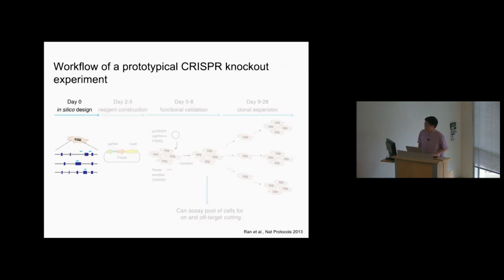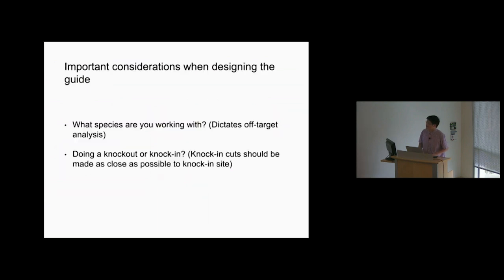So for in silico design, how do you design guide RNAs? There are many tools available, but a couple of important things to keep in mind are the species that's being worked with, as well as whether or not you're doing a knockout or a knock-in. For doing knockouts, the selection of guides is much more flexible because you can knock out a gene in many places and it'll still inactivate it. Whereas for specific knock-ins, you want to get much closer to the actual site of interest. There are many great tools available online.